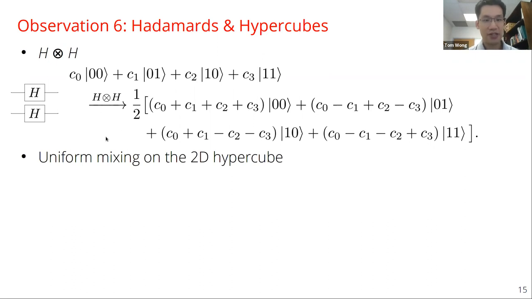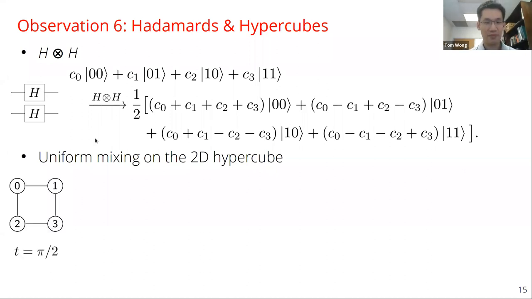Now I want to compare this to uniform mixing on the 2D hypercube in this case, because since it's two Hadamards, it's going to be the 2D hypercube. If you have three Hadamards, it would be the 3D hypercube, and so forth.